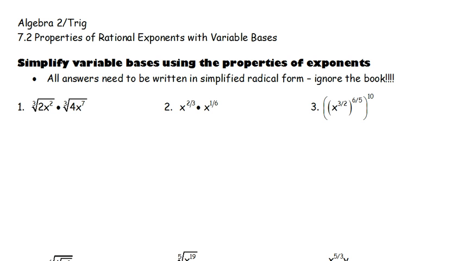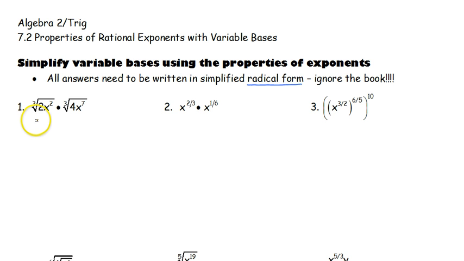When we write our answers in simplified form, we always want them to be in radical form. If you look at the answers in your book, they will always have the answers in fractional form. You must ignore the book. You have all of your homework answers typed up, so make sure you look at the typed up answers and not the book answers. So we look at our first problem.